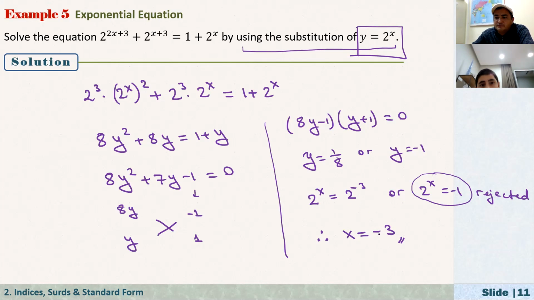Only one solution. In this example, we should find x, or we should find the answer for the equation. Yeah, we should find x. This is the equation, right? What is unknown here? x. Okay.